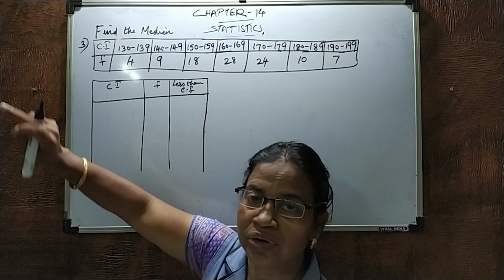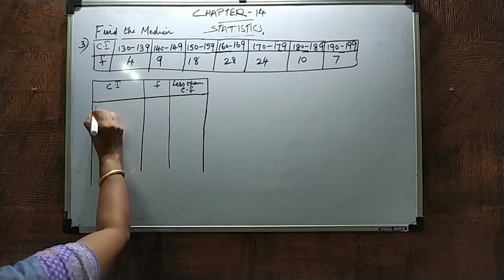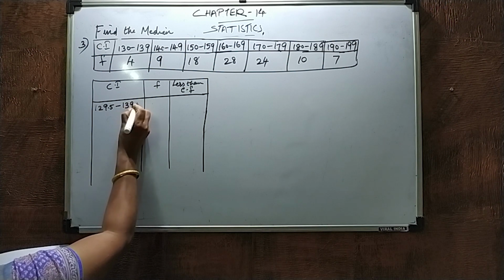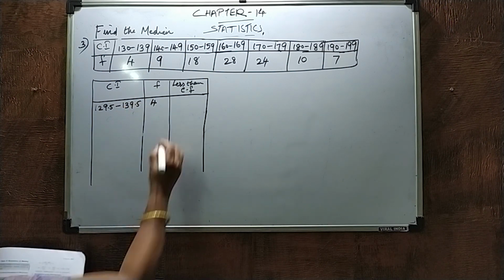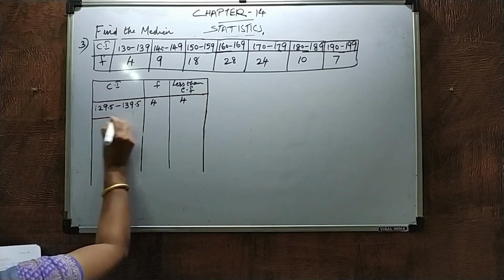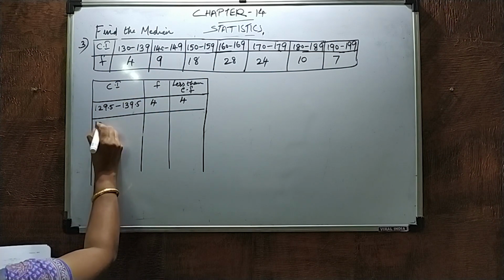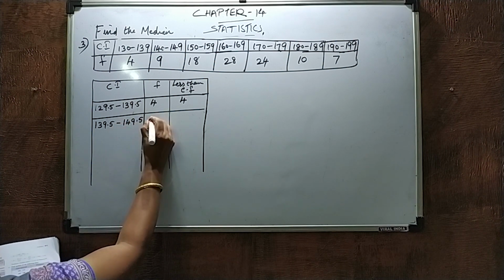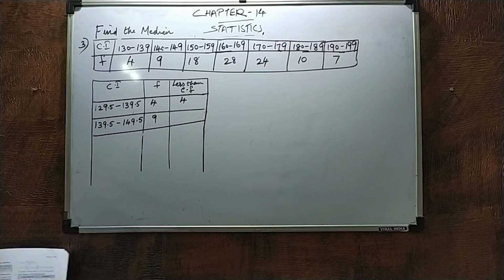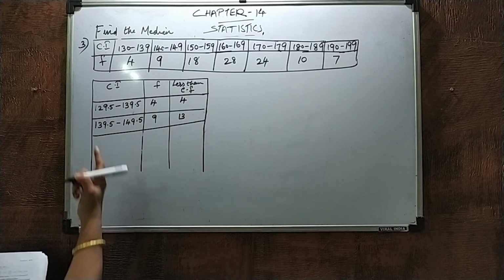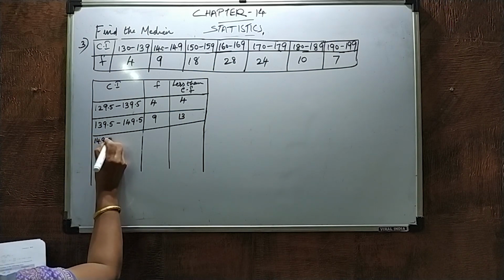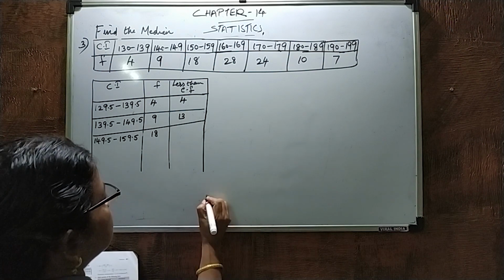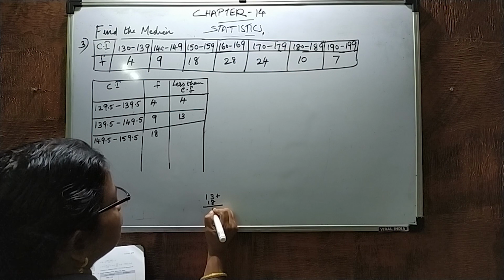So 130 minus 0.5 gives 129.5. Add 0.5 to the upper limit, so it will be 139.5, and the frequency is 4, so cumulative frequency is also 4. The next one, 139.5 to 149.5, is 9, and 4 plus 9 is 13. The next one, 149.5 to 159.5, is 18. So 13 plus 18 gives 31.